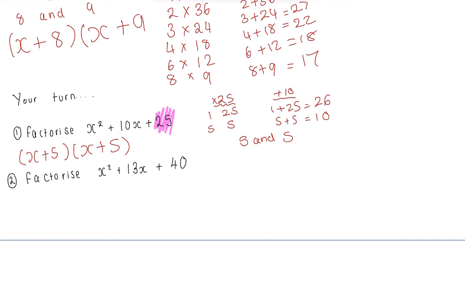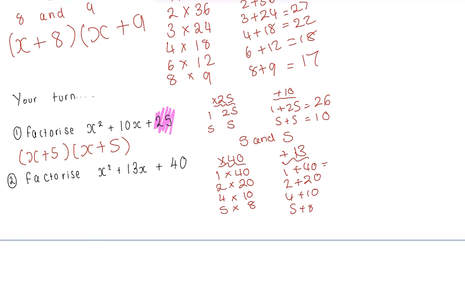Second one, again, times for our final number, add for our middle. So a few more factors to consider here. So 1 and 40, 2 and 20, we've got 4 and 10, we've got 5 and 8, and I think that's it. Let's add them together. Let's see what we get when we add them together.